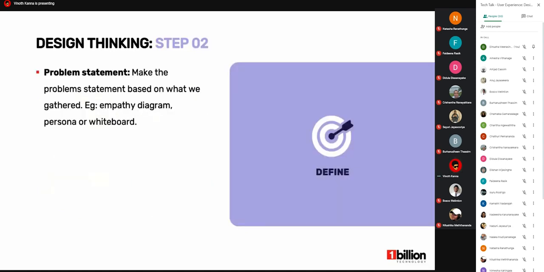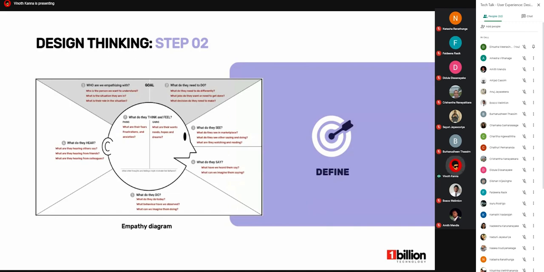Okay, step 2. So we need to make the problem statement here. Based on what we gathered in the earlier stage, we need to give a definition, basically we need to organize the problems that we discussed in the previous steps. It can be through an empathy diagram, a persona, a whiteboard. I will explain in the next screen.